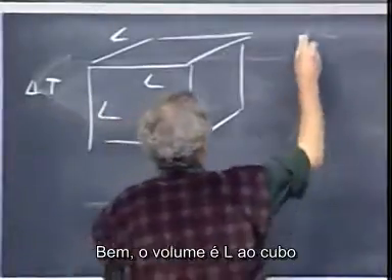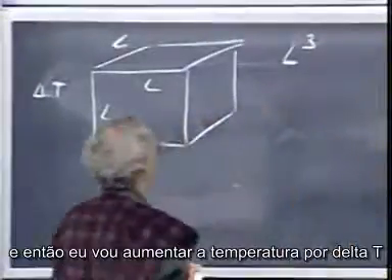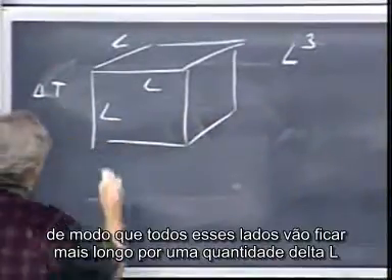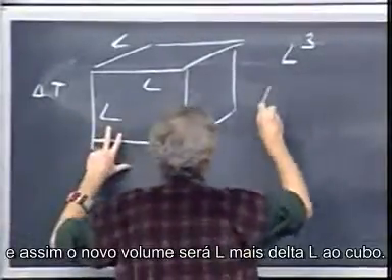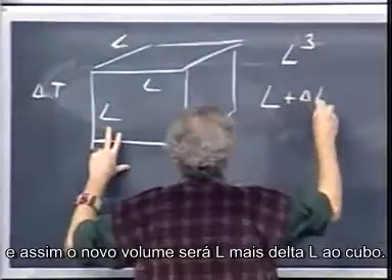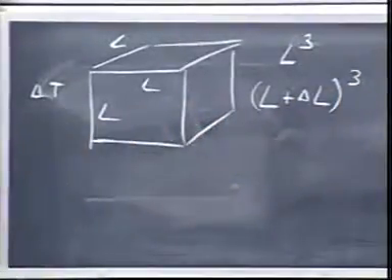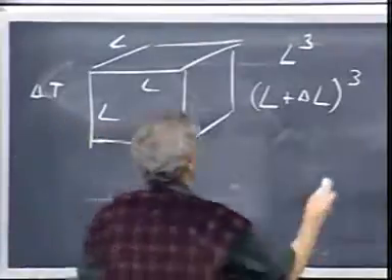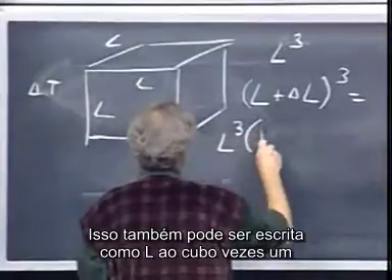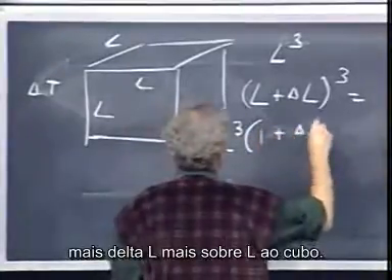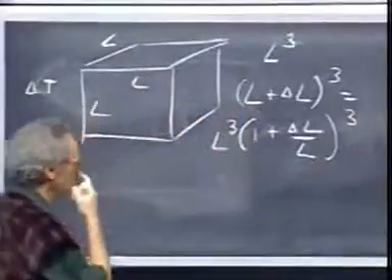Well, the old volume is L cubed. And then I'm going to increase the temperature by delta T. So all these sides will get longer by amount delta L. And so the new volume will be (L plus delta L) to the power 3. This can also be written as L to the third times (1 plus delta L over L) to the power 3. Same thing, right?